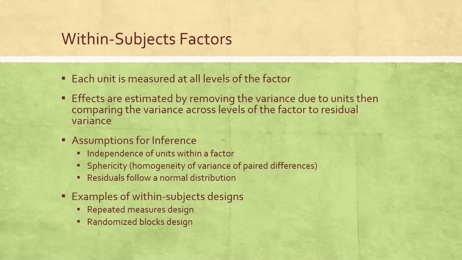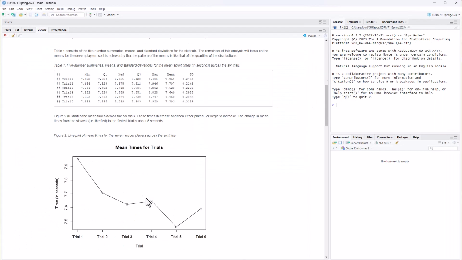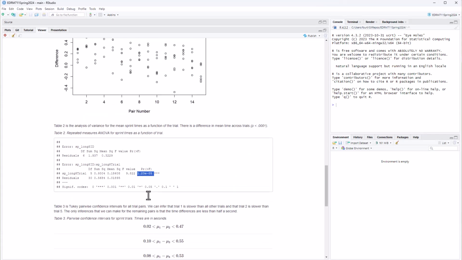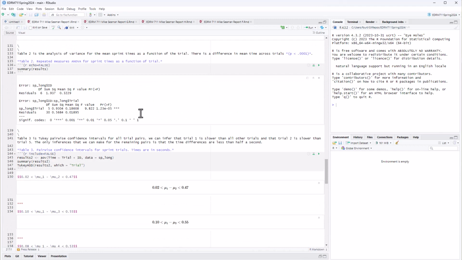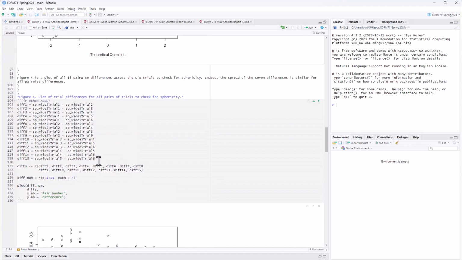This is like our homogeneity of variance assumption. Indeed, it is a homogeneity of variance assumption, except it's a homogeneity of variance of all paired differences. So remember when we did this analysis that we actually created difference scores. Let me go to my notebook here so we can find that. Here it is. We actually created all the possible differences for each individual.